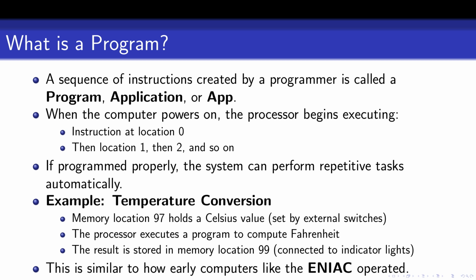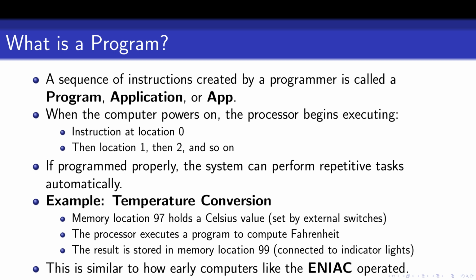When you power on a computer, the processor immediately starts reading instructions from memory, beginning at location 0. It processes them one by one, instruction 0, then 1, then 2, and so on. If a jump instruction is encountered, the processor changes its path and jumps to a new instruction elsewhere in memory. This is how loops and conditionals work.